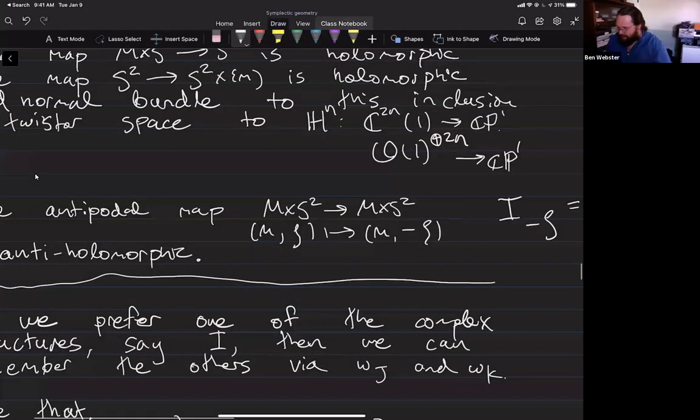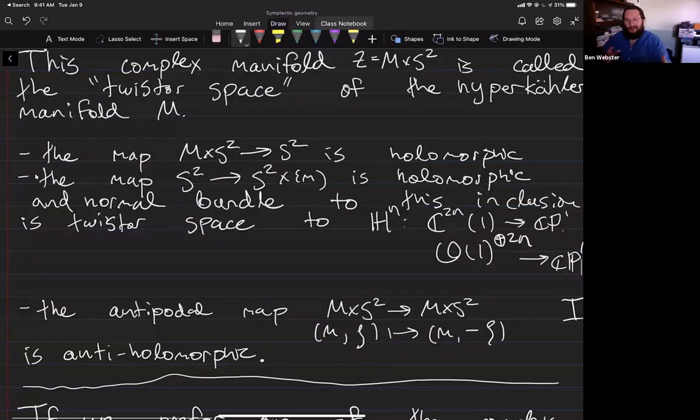So this is a cool structure. All of these things that show up are holomorphic. But then certain things you would imagine are there, like the projection to M, that's totally not holomorphic. There's no way to make sense of that.